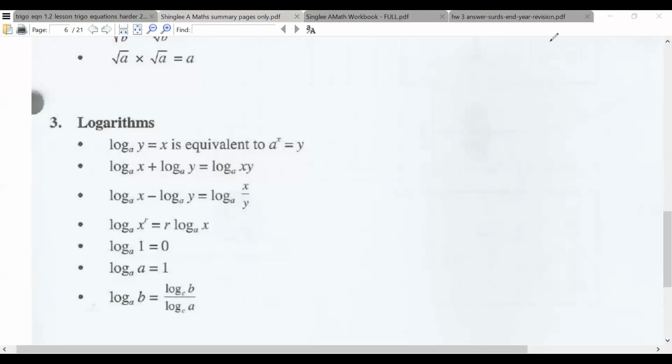Let's start a new page first. Wait, I need to change screen. Hold on a second. I can see my shared screen.